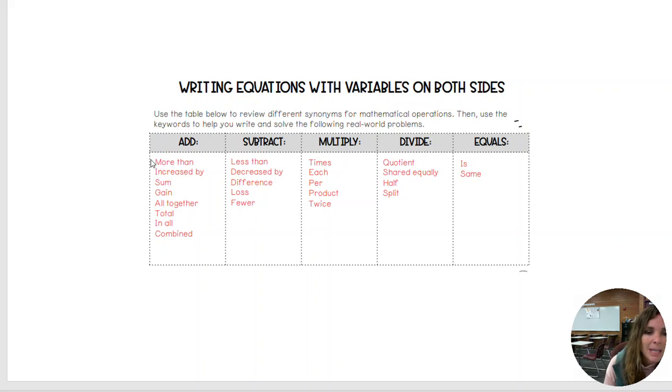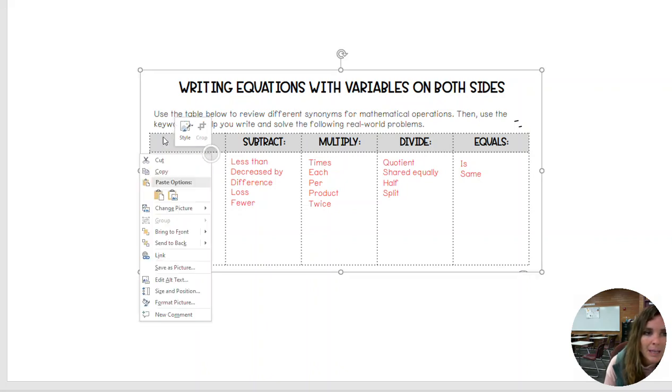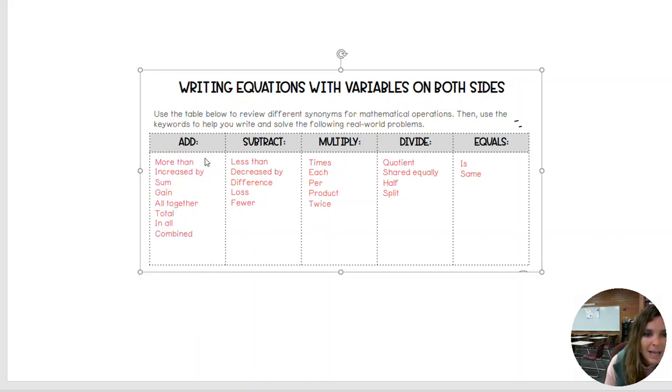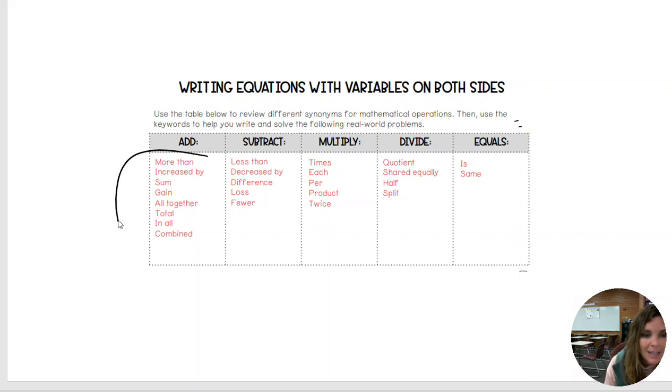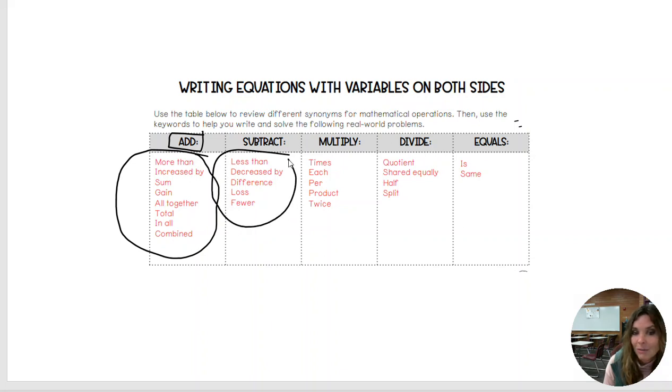These words right here, more than, increased by, sum, gain, altogether, total, in all, combined, are different ways of meaning that we need to use addition. For the next set, less than, decreased by, difference, loss, fewer, these are different words that mean we're going to use subtraction as our operation.